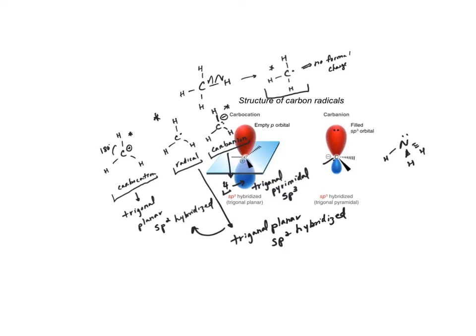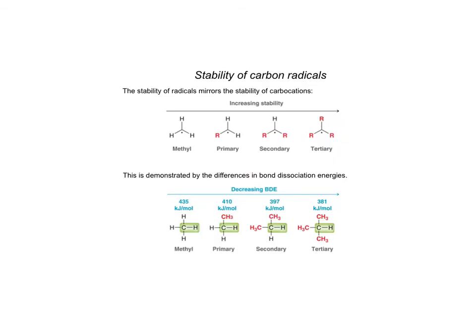Okay, so the big takeaway from this: these carbon-based radicals, we're going to say they're trigonal planar, they're sp2 hybridized, they have this nice empty p orbital that's ready to make bonds. Okay, so when we're talking about these carbon-based radicals, we can also talk about their relative stability, right?